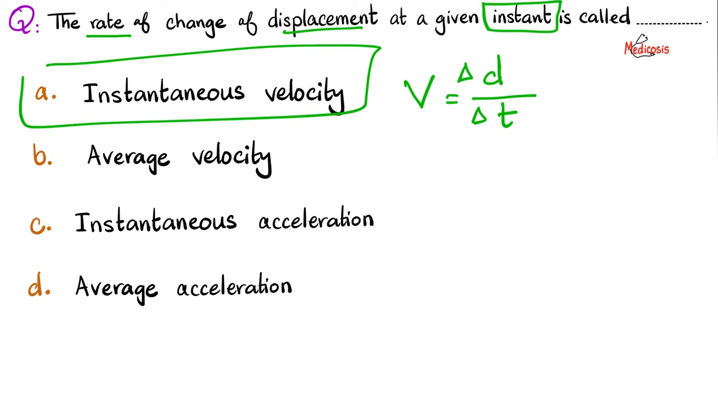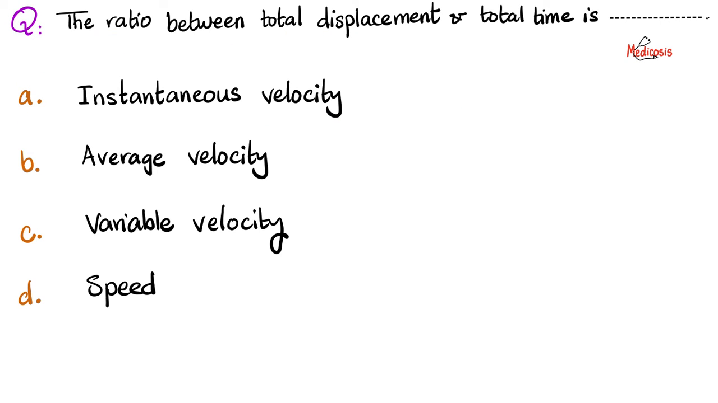Velocity at an instant is called what? It's called instantaneous velocity. How about this one? The ratio between total displacement and total time is what? Is it instantaneous velocity, average velocity, variable velocity, or speed?